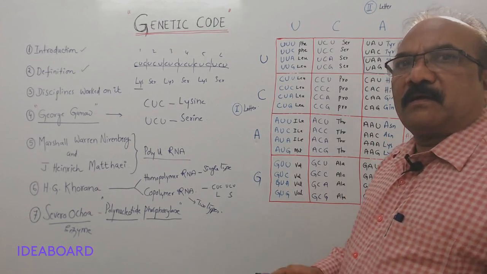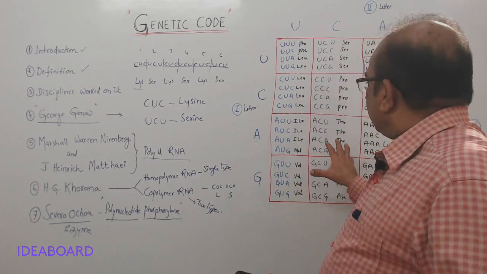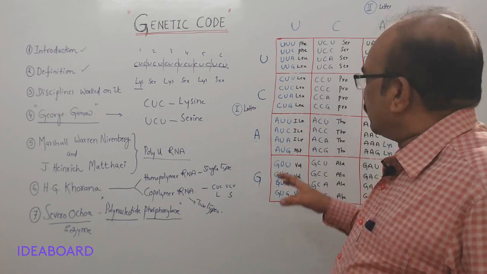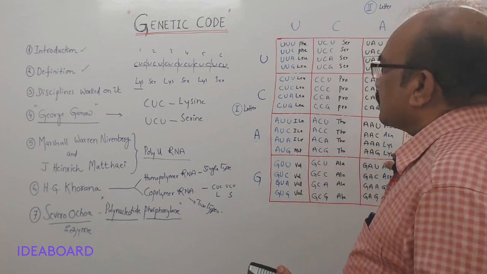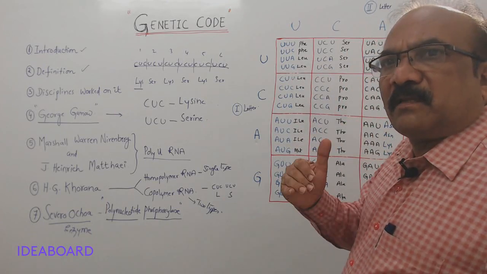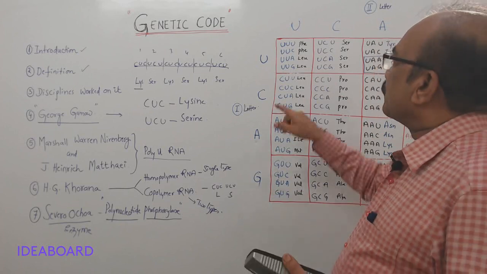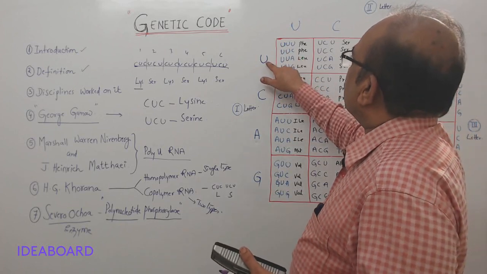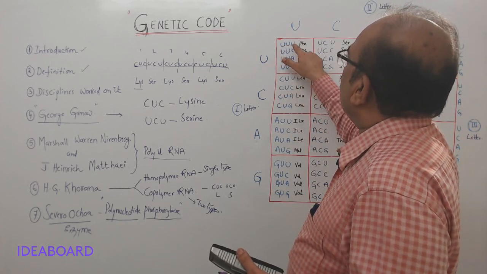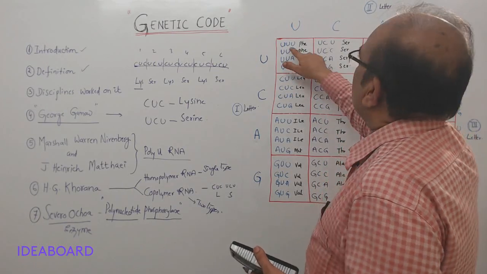And now I hope filling all these boxes. How many boxes? Okay, 16 boxes can be filled, and each box will get how many combinations of codons? 4 combinations you can see here. First letter U, second letter U, and the third letter is also U. Means what? First letter is U.